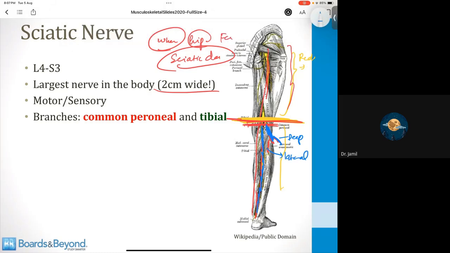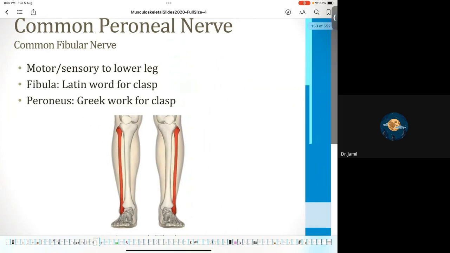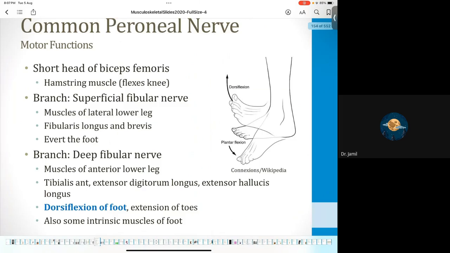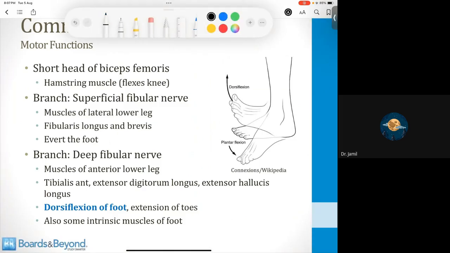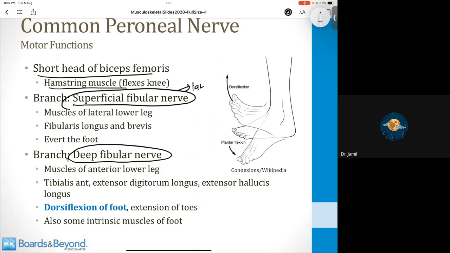Let's discuss that. Okay, so here you can see the common peroneal. Why do we call it peroneal? It's also known as common fibular because at the head of the fibula it's going to be giving 2 branches, right? So you can see the common peroneal nerve is going to give 2 branches. Which branches? The superficial fibular branch and the deep fibular branch, okay? The superficial is going to supply the lateral compartment of your leg.